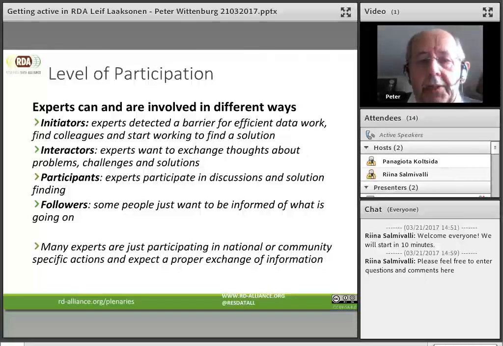From all these, I think we have now 5,000 people, members in RDA. From all these people, you can classify them in a certain way. So you have initiators. Let me call them initiators. These are those people who, as I said, detect a certain barrier which they would like to overcome, but not just finding a solution for themselves, but working together with others. They define a barrier and start some work together with others, check who else is interested in this topic. So let me call them initiators.